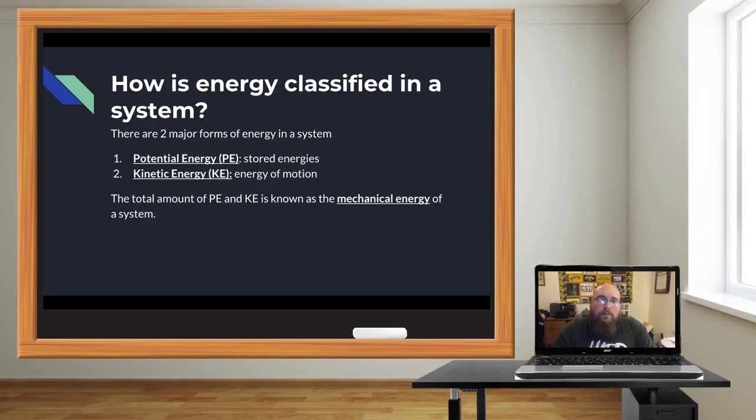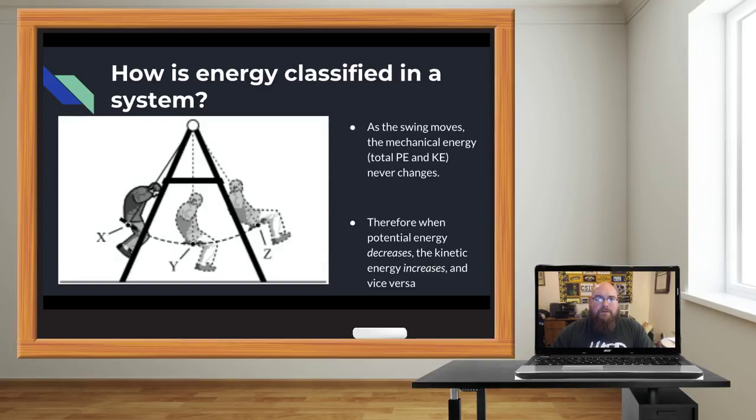Now, the total amount of potential energy and kinetic energy that's in a system has a name. It's called the mechanical energy of a system. This is the energy involved with motion, because potential can turn into kinetic and kinetic can turn back into potential. So it is a mechanical aspect of it, hence the name mechanical energy. So let's look at an example of that.